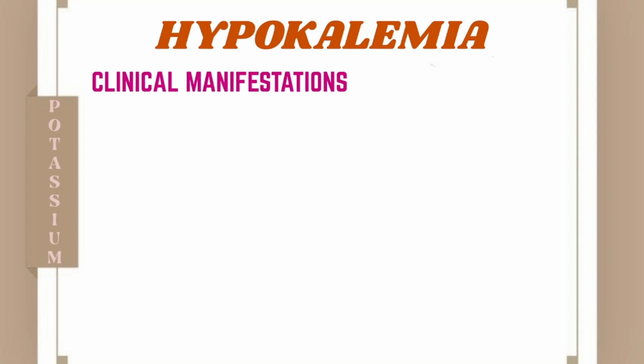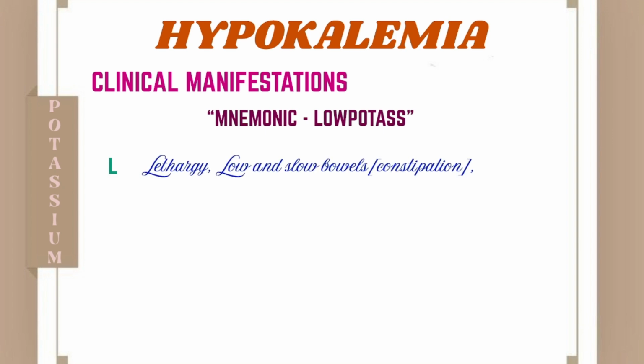Clinical manifestations of hypokalemia. What signs and symptoms will appear if the person is having low potassium? And the mnemonic to remember clinical manifestations is LOW POTASH. Low potash itself suggests that there is low potassium in the body. L stands for lethargy, low and slow bowels, that is constipation, and loss of reflexes, that is hyporeflexia.